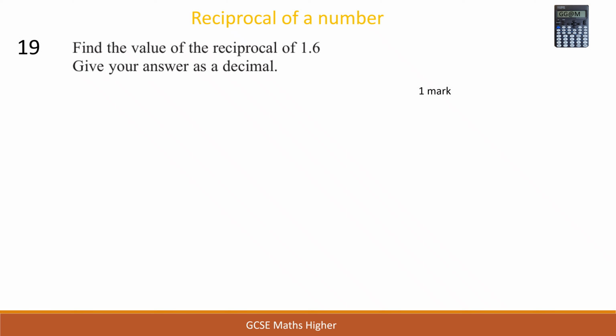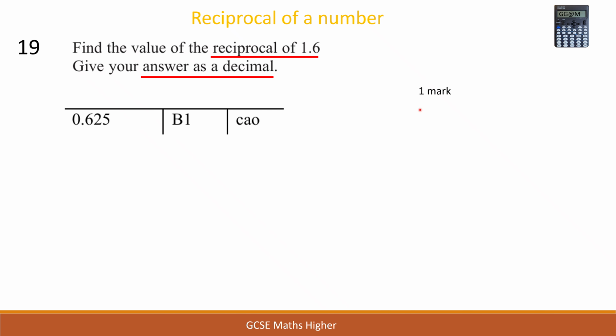And the last number topic that is going to be coming up on your number paper is again a reciprocal question. Very similar to the last one, reciprocal of 1.6. You've got to give your answer as a decimal this time, and this is worth 1 mark. Press pause and then press play when you're ready to hear the answer.